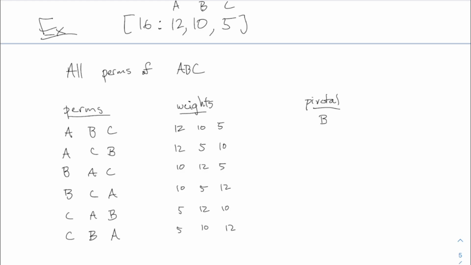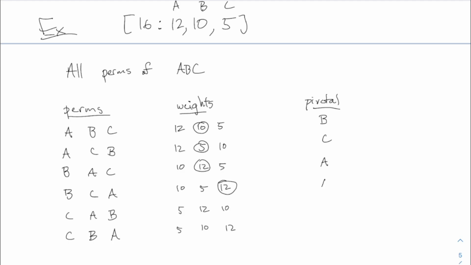So the next one, 12 and 5 and 10. I believe the 5 is the pivotal here because 12 plus 5 is 17. So that would be C. The next one, 10 and 12 is 22. The 12 made it. So that's A, right? Maybe I'll circle the pivotal every time. Is it always just going to be the second one? No, actually, in the very next row, the 10 and the 5 does not make it because the quota is 16. So you've got to go to the 12. So the 12 here is pivotal.